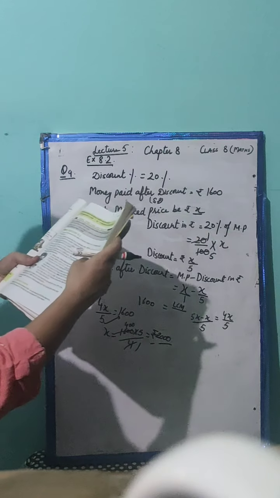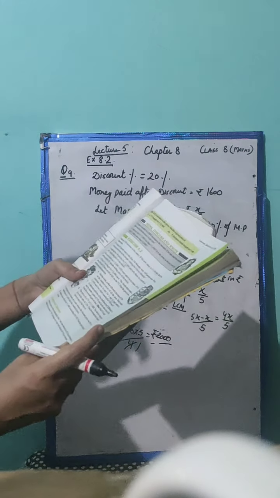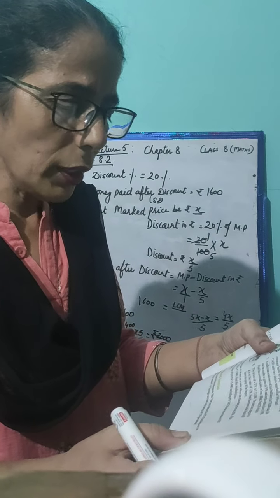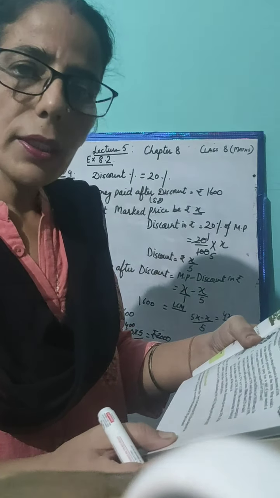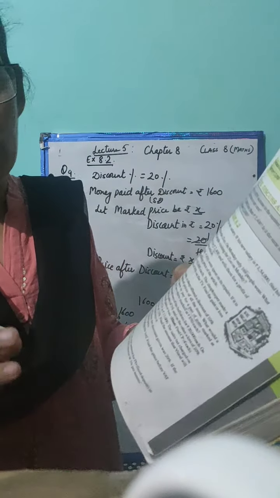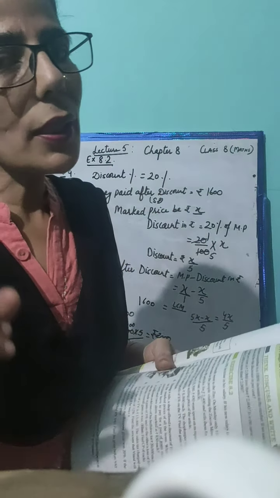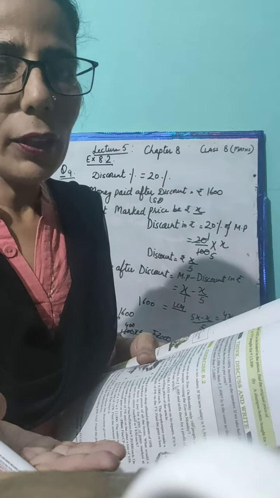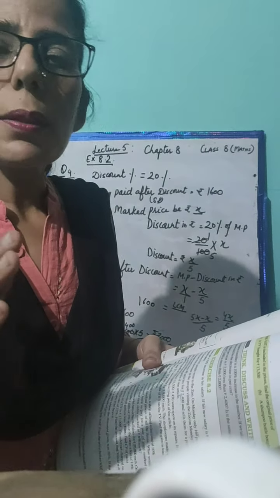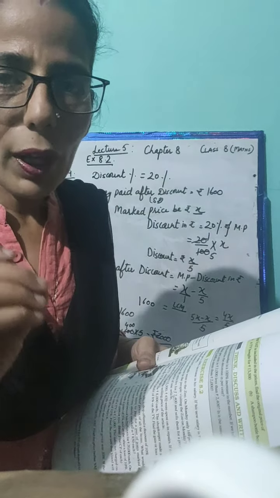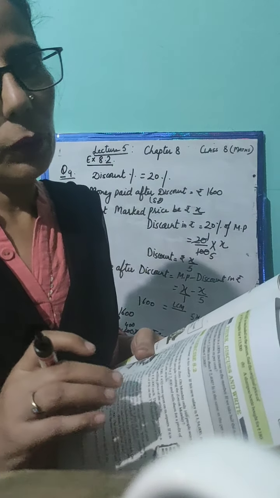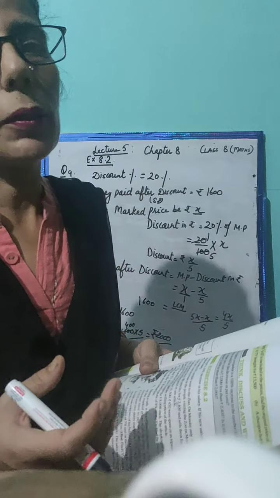Now, question number 10, you can do: I purchased a hair dryer for rupees 5,400, including 8% VAT. Now listen everybody, as discount is there and we subtract the value from the marked price, similarly in VAT, meaning value added tax, we add this value to the marked price.